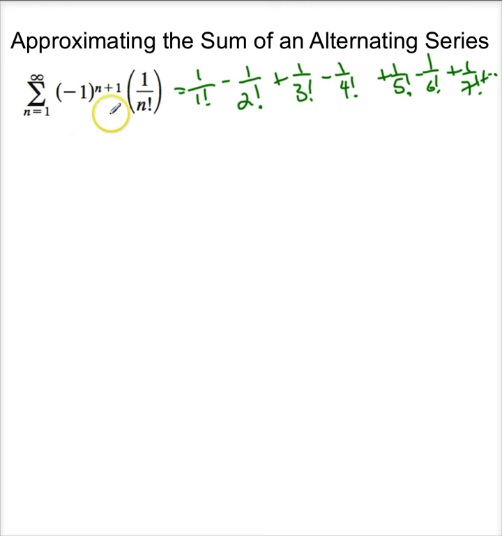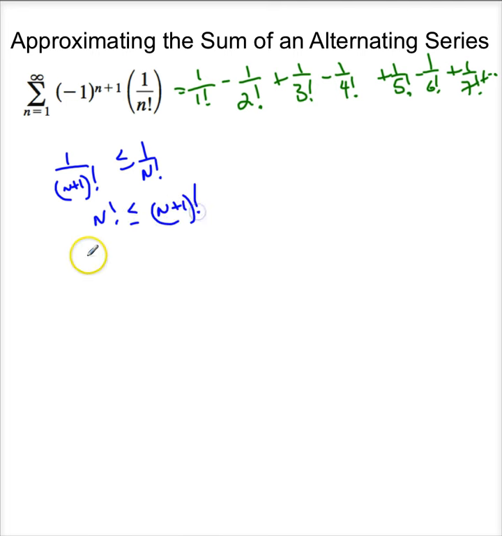Does it converge by the alternating series test? Is 1 over n plus 1 factorial less than or equal to 1 over n factorial? Well, yes, this is true. You have n factorial is less than or equal to n plus 1 factorial. I'm just showing it. So n factorial is less than or equal to n plus 1 times n factorial. So is 1 greater than or equal to n plus 1? And of course, yes, n is positive, so this is true for all n.